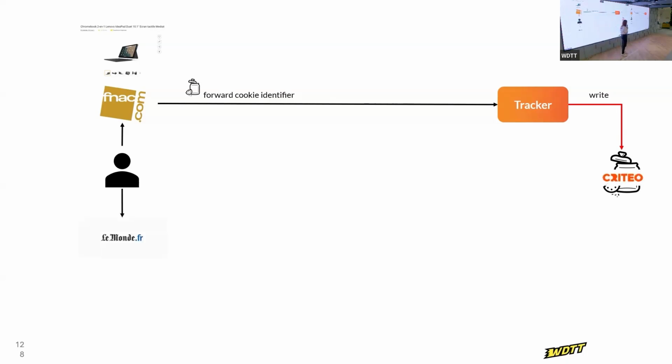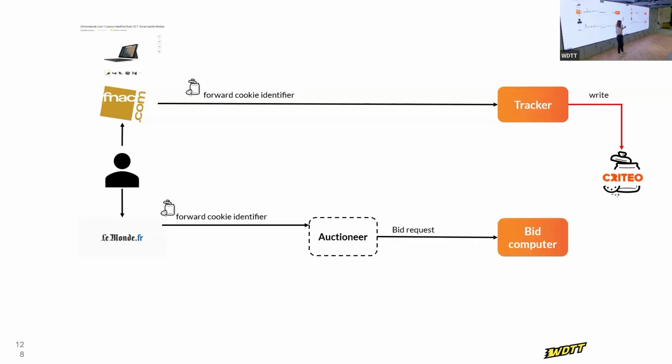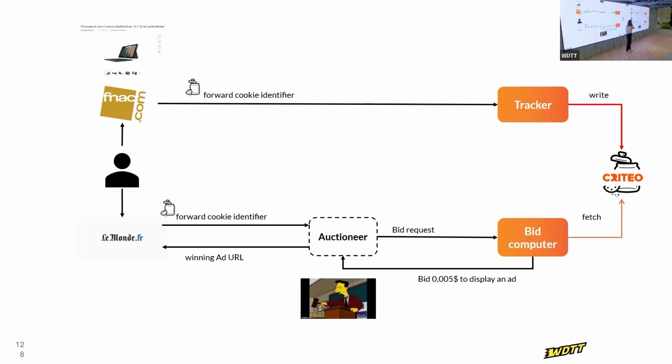Then when the user goes on, for example, to Le Monde, which will want to show an ad, it will contact an auctioneer. We will have to compute the value of the ad we want to display to the user. And to compute the value, to know how much we want to pay, we will just fetch the information in the Criteo cookies, and this will guide our decision. Then we will answer with a price: I want to bid this amount to display an ad. And if we are the winner, we will have the right to display an ad. So we will have this beautiful banner with a laptop.